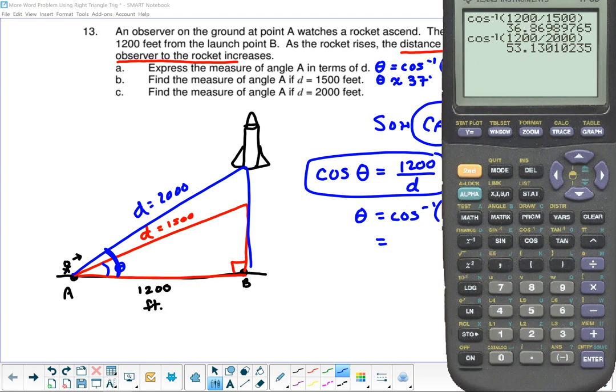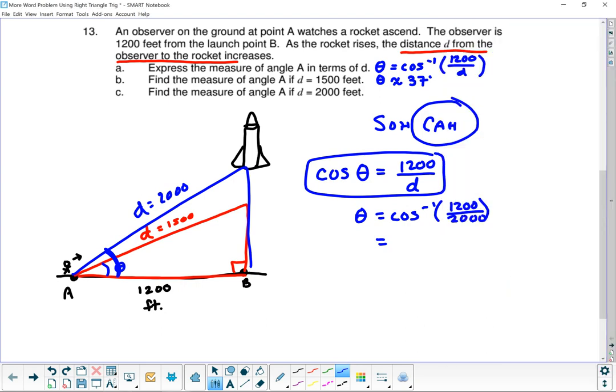So instead of 37 degrees, it's going to be about 51 or 53 degrees. It's 53.1 degrees, so theta is approximately 53 degrees. Okay, that's number 13.